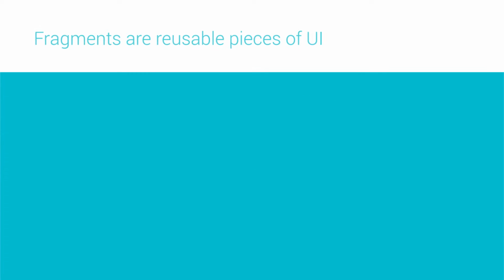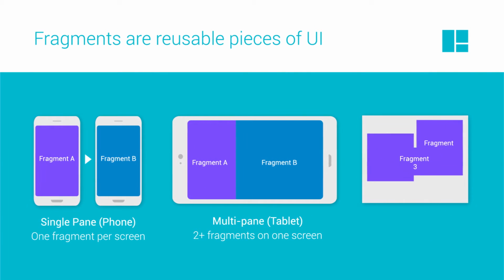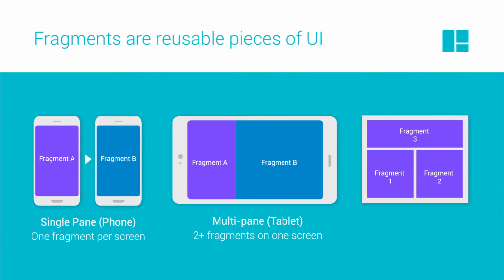I mentioned before that fragments are essentially reusable pieces of UI, similar to a layout or view group, and they can be arranged differently based on screen size. They're commonly used to create single-pane and multi-pane layouts depending on what works best for a given screen size.